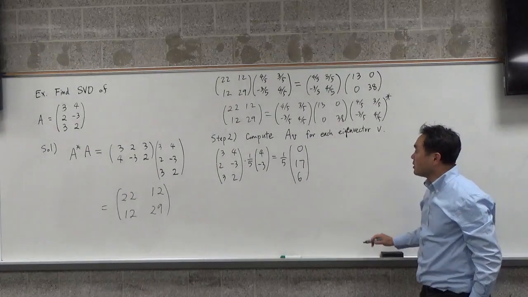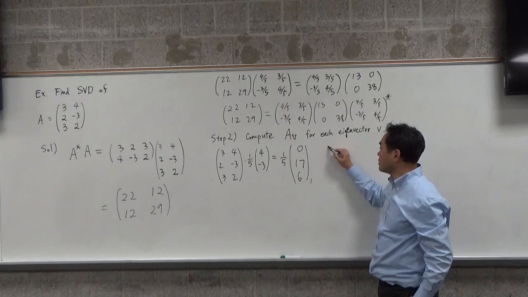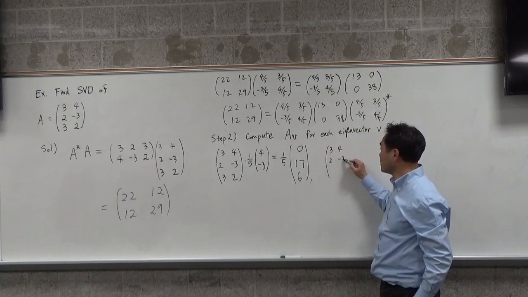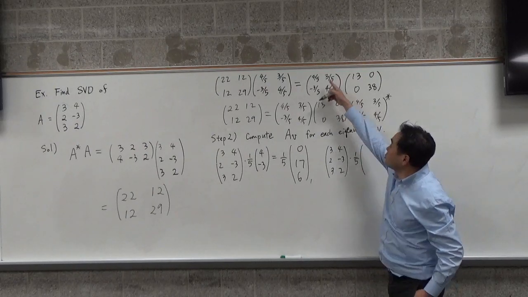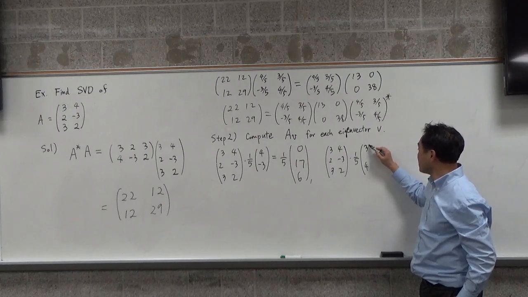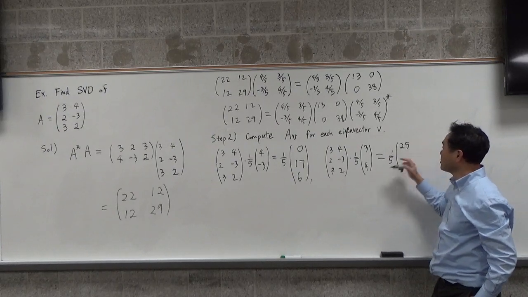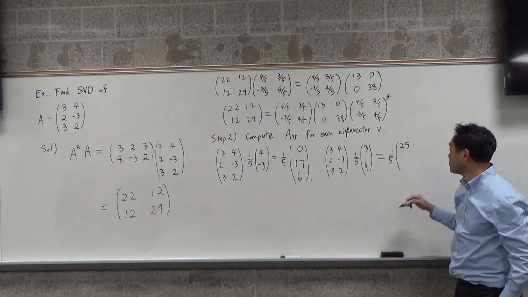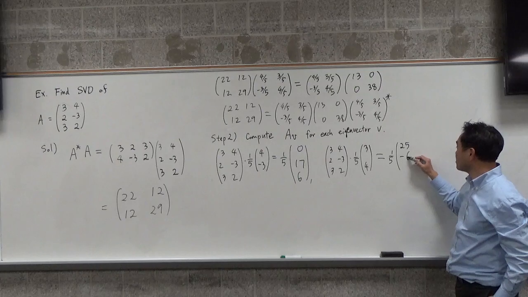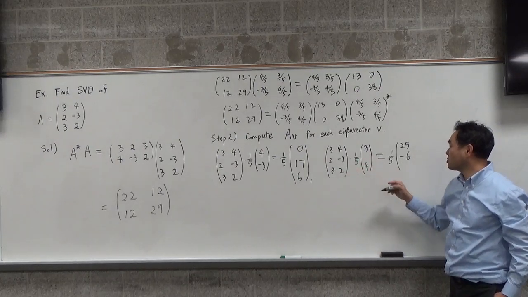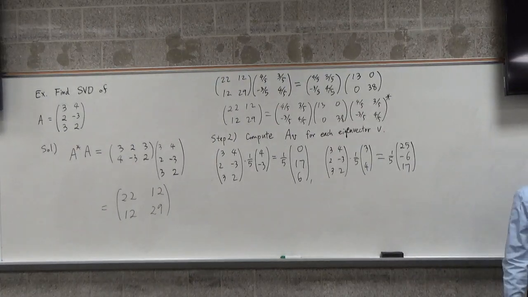Okay. And then, for the second one, 3, 4, 2, negative 3, 3, 2. The next vector is 1/5 of 3 and 4. So let's see what that gives us. 3, 4, 3, 4, that's going to give us 25. Because 3 times 3 is 9, 4 times 4 is 16, 16 plus 9 is 25. 2 times 3 is 6, negative 3 times 4 is negative 12, so it's negative 6. 3 times 3 is 9, 2 times 4 is 8, 8 plus 9 is 17. So you get these vectors.